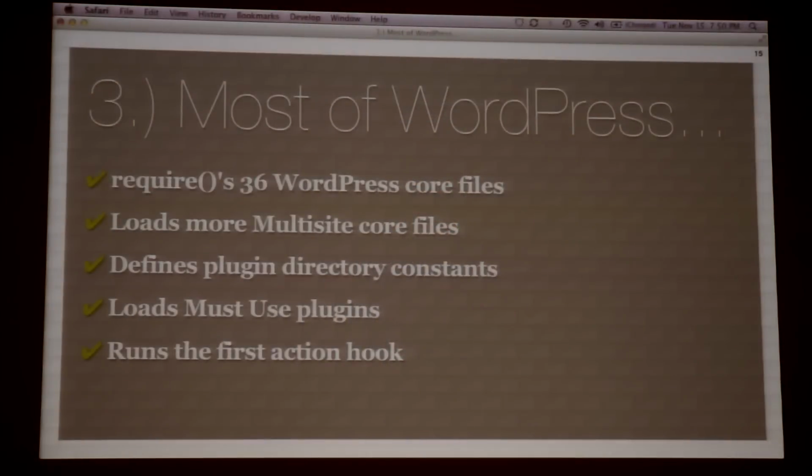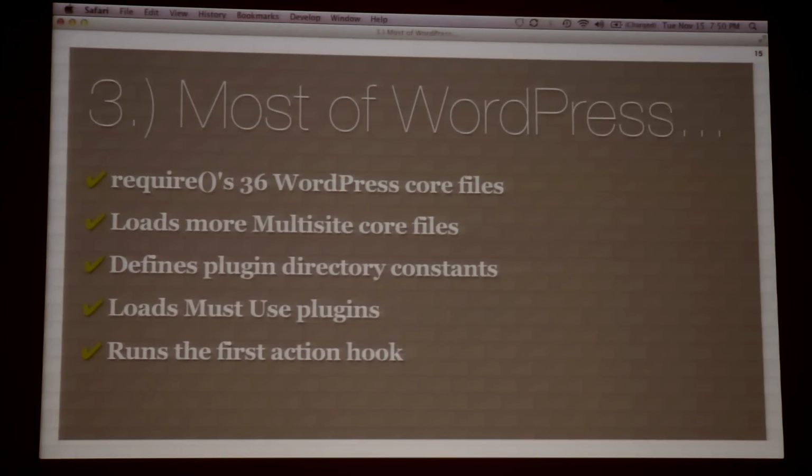Section 3. So that's the early files. We have the initialization files, early files which are bringing in a lot of functionality, and now we have most of WordPress. This section will require 36 WordPress core files. Those files contain most of what we're familiar with: have_posts, the post, query, working with widgets, all of those functions that we use in our themes and our plugins. It defines plugin directory constants, because in the next step we're actually going to load the plugins for our site, so it defines the constants now.